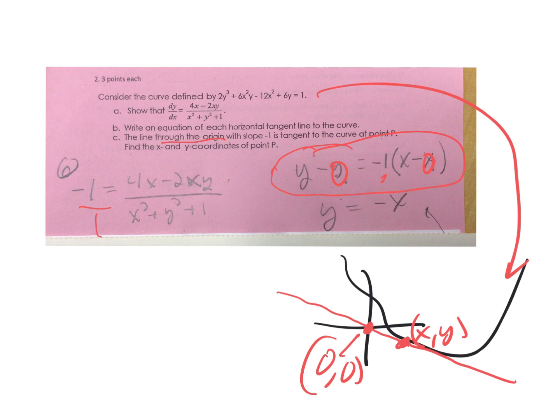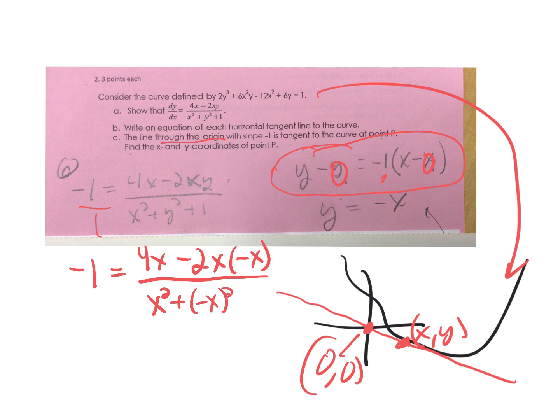What that lets me do is now I can come back into this equation, and any place I see a y, what can I replace with? -x, right? So here, I'm going to do -1 equals 4x minus 2 times x times -x all over x squared plus -x squared plus 1. Do you see how I replace that y with the -x and that y with the -x?